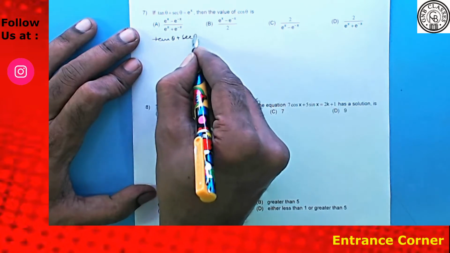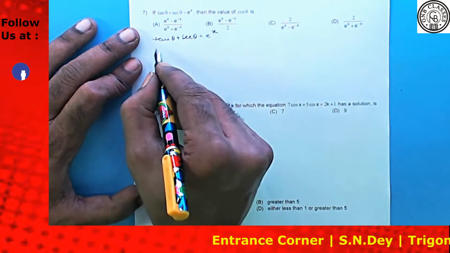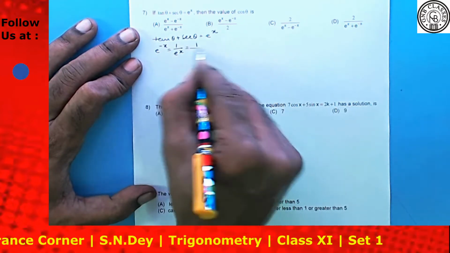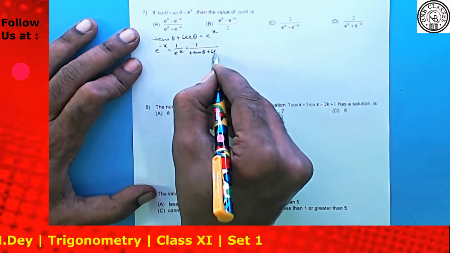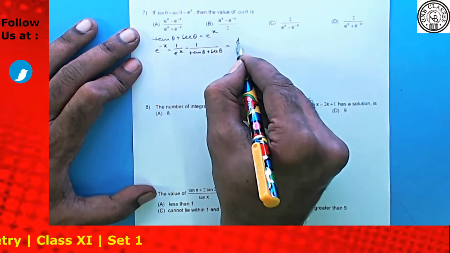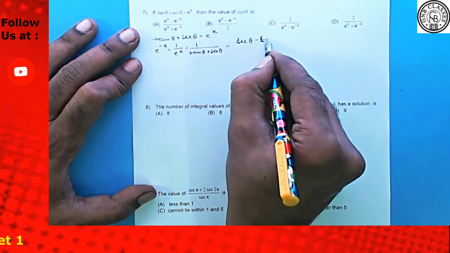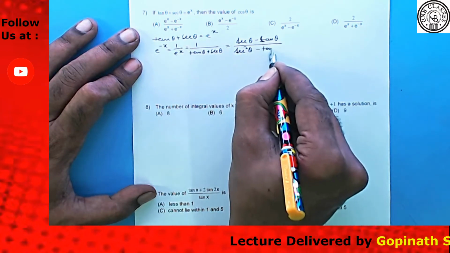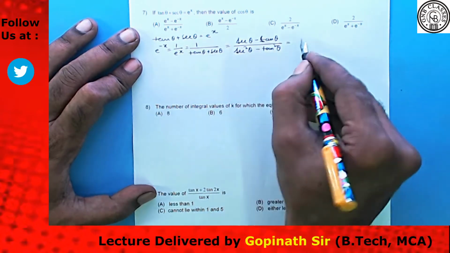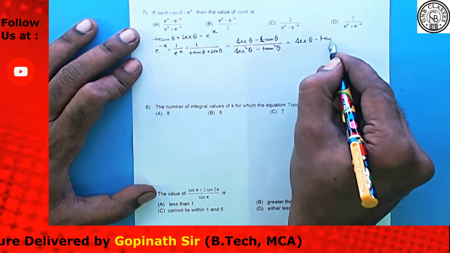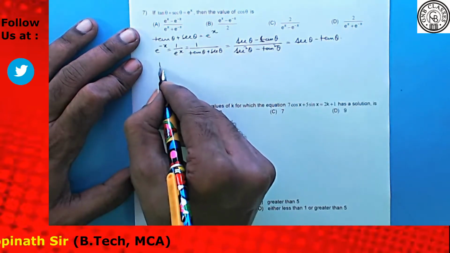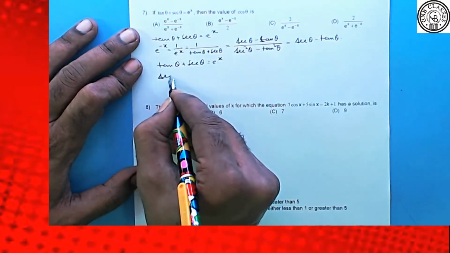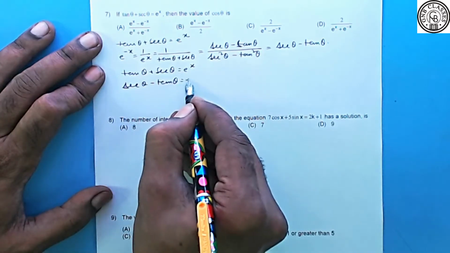Tan theta plus sec theta is e to the power x. Therefore, e to the power minus x, which is 1 by e to the power x, is nothing but 1 by tan theta plus sec theta. Now I can do one thing: multiply both numerator and denominator by sec theta minus tan theta. In the denominator it will be sec square theta minus tan square theta, which is nothing but 1. So it is nothing but sec theta minus tan theta, right? So we got tan theta plus sec theta is e to the power x, and sec theta minus tan theta is e to the power minus x.